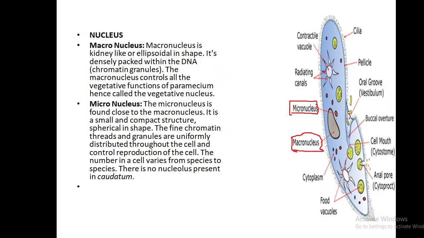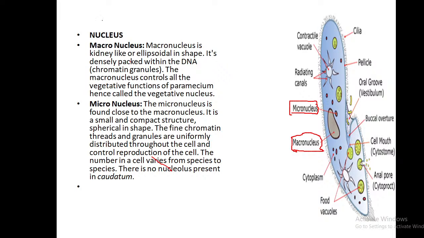The macronucleus, you can see here in the picture, is very big when compared to the micronucleus. The macronucleus is kidney shaped or ellipsoidal in shape, and it is densely packed with DNA, and the macronucleus controls all the vegetative functions of the cell. So it is called the vegetative nucleus. This is often asked in exams: differentiate macronucleus and micronucleus.